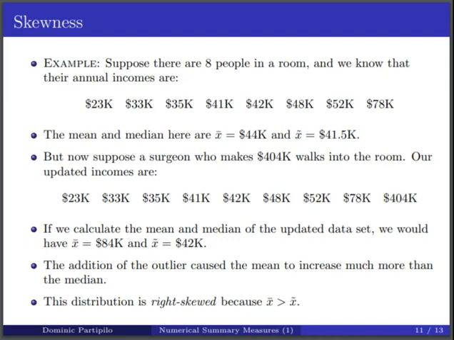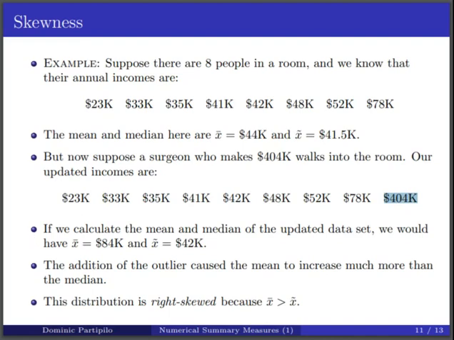But now, suppose a surgeon who makes $404,000 walks into the room. Now, this is an example of an outlier. We have all these salaries and we have a general feel of where these salaries are. And then someone who makes way more money than anyone else walks into the room. This is an example of an outlier. So now we update these incomes, and these are all the incomes we had before, and we've added the $404,000 income from the surgeon on here.